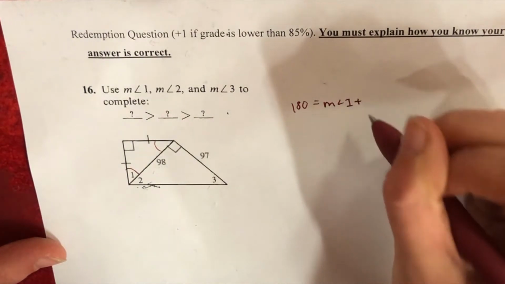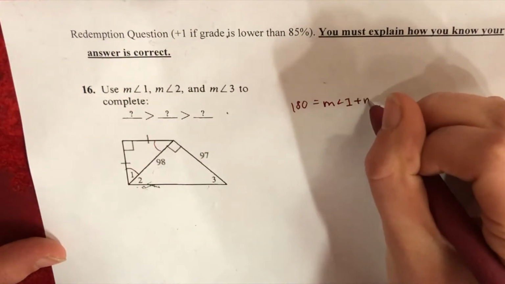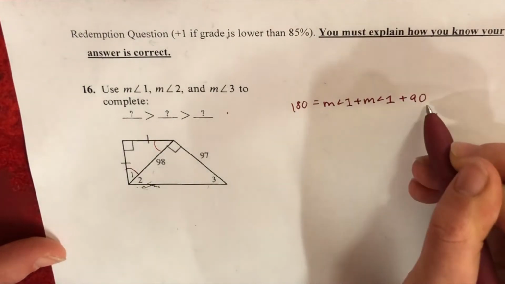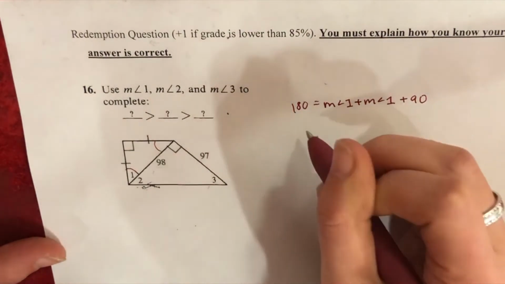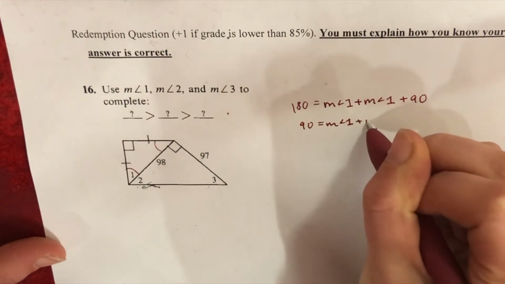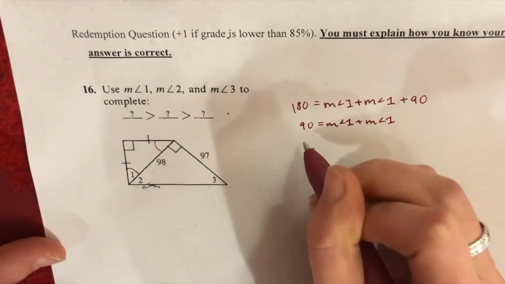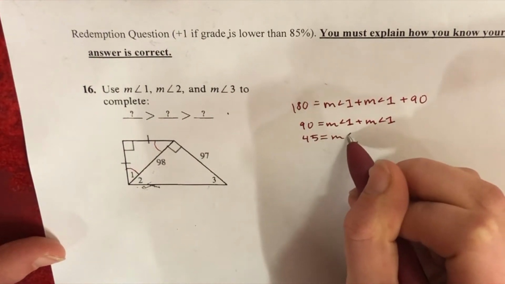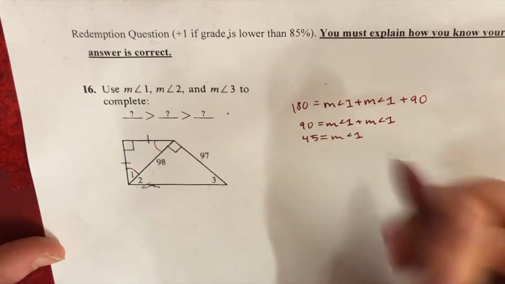Since it's congruent to the other base angle, we can write it out like this. And since it's a right triangle, we know that the last angle would be 90 degrees. So therefore, the base angles must be complementary. And since they are congruent as well, one base angle will be 45 degrees.